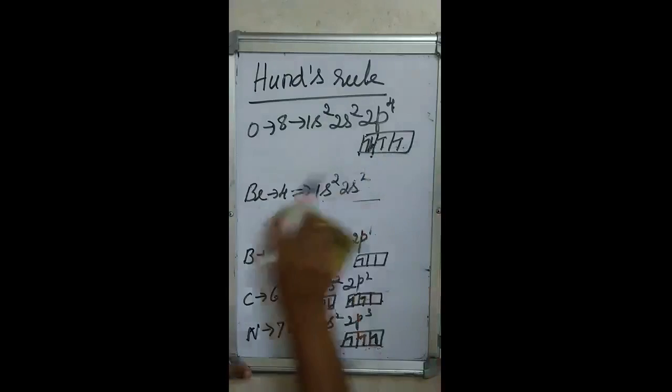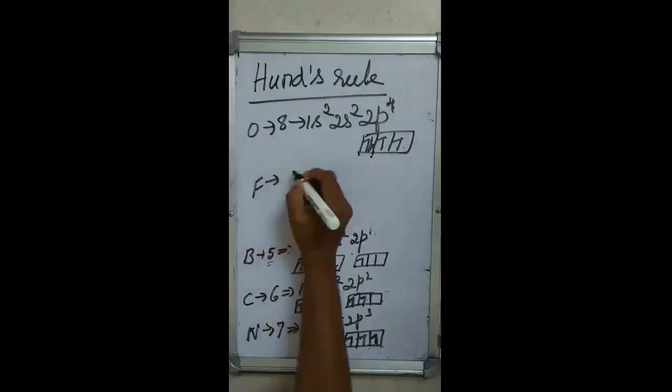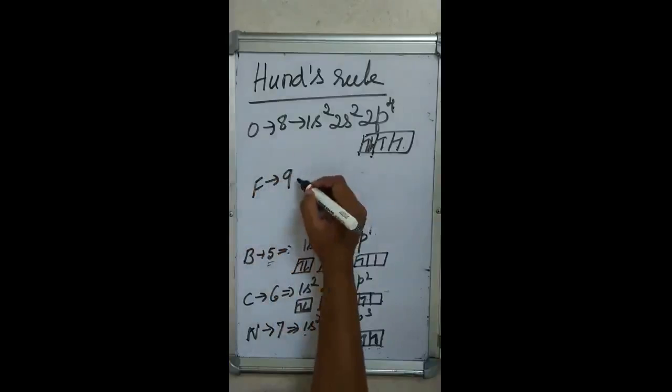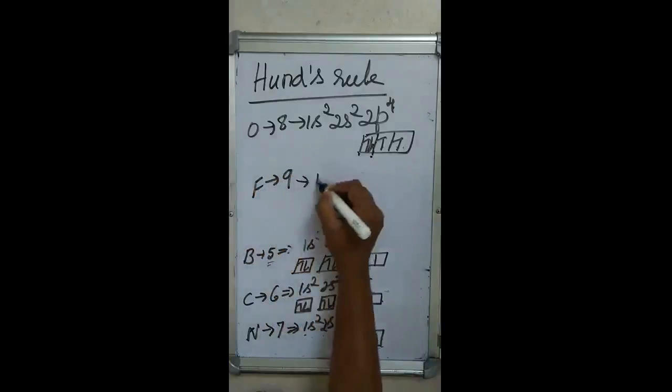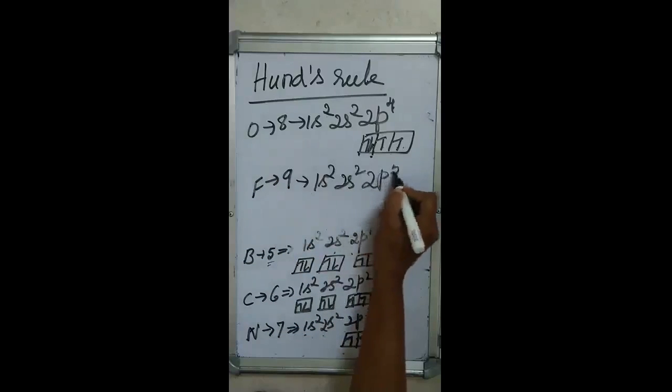So one more example I will take continuously, fluorine. Atomic number of fluorine is 9. So it is 1s2, 2s2, 2p5.